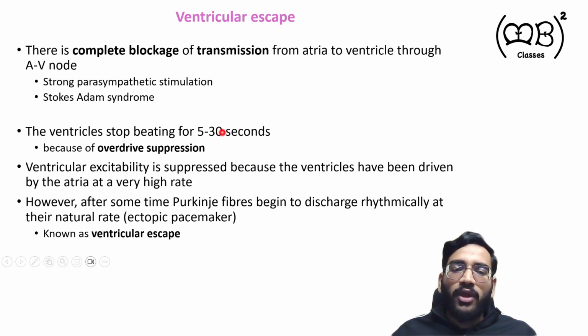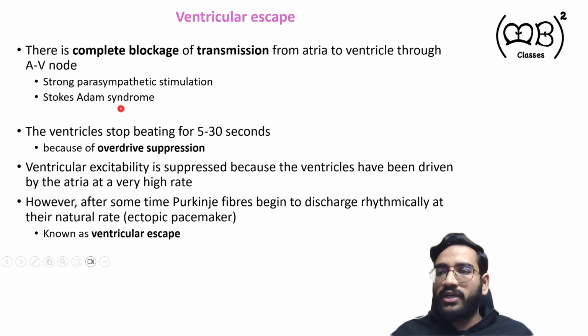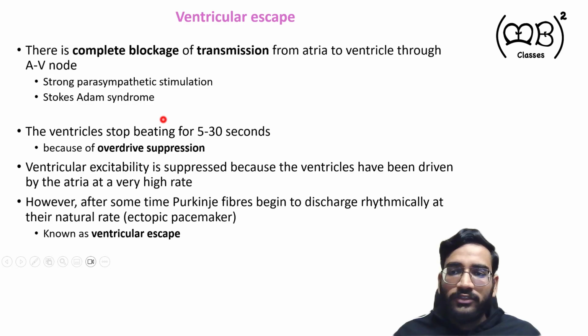The second important thing is, because the ventricles stop beating for 5 to 30 seconds, the blood supply to the brain is also lost. Within 5 to 10 seconds of loss of blood supply to the brain, there will be a fainting or syncope episode. So in patients with Stokes-Adams syndrome, because of this repeated blockage of transmission from partial ischemia in the internodal pathways, there will be repeated attacks of fainting or syncope. The patient will present with symptoms of repeated attacks of fainting or syncope. So this is the concept of ventricular escape.